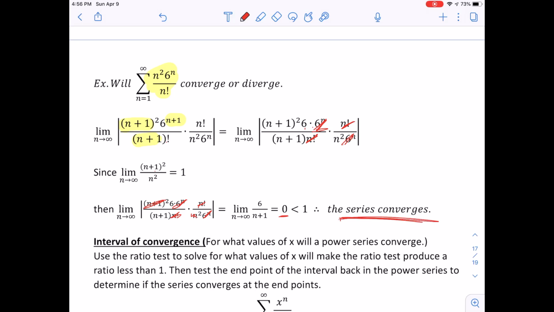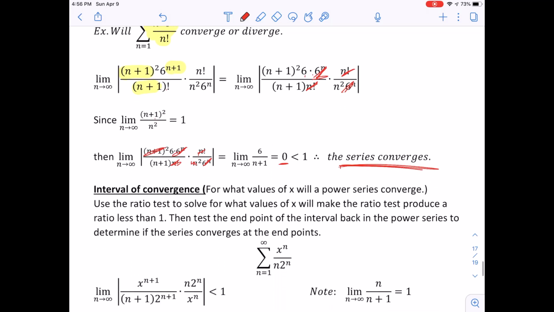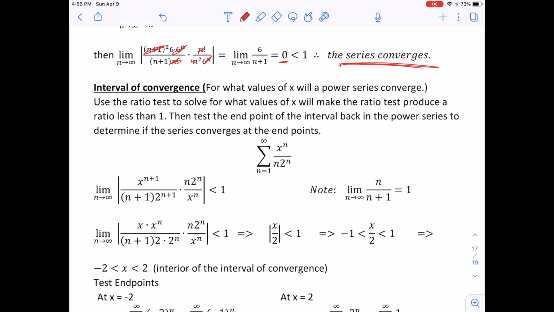Therefore, this series converges. Now, oftentimes we're going to have to use this ratio test to find what we call an interval of convergence. This is for power series. A power series is a series where you actually have a variable in there. And for certain values of x, this series will converge. Well, we need to find out on what interval this series is convergent. And so we're going to use the ratio test, and we're going to solve it for where the ratio test is less than 1.